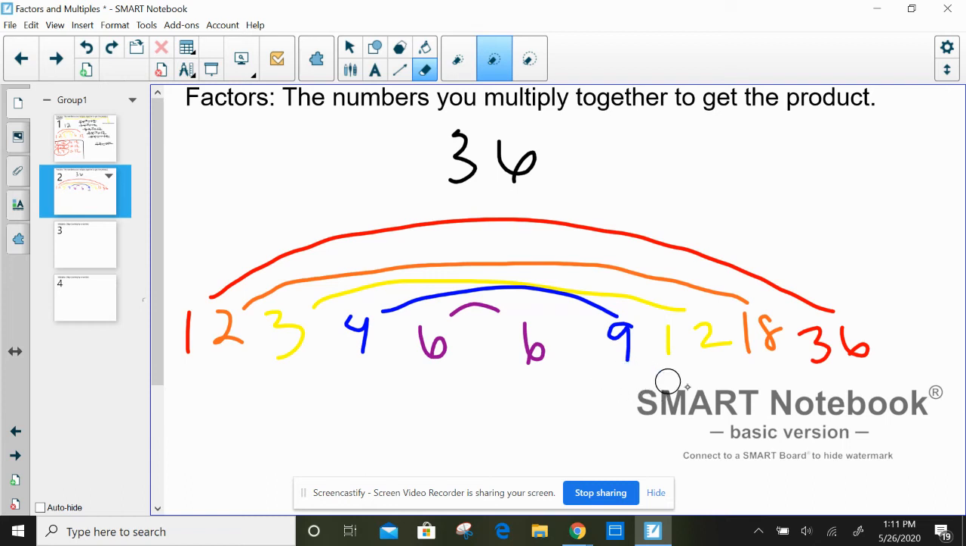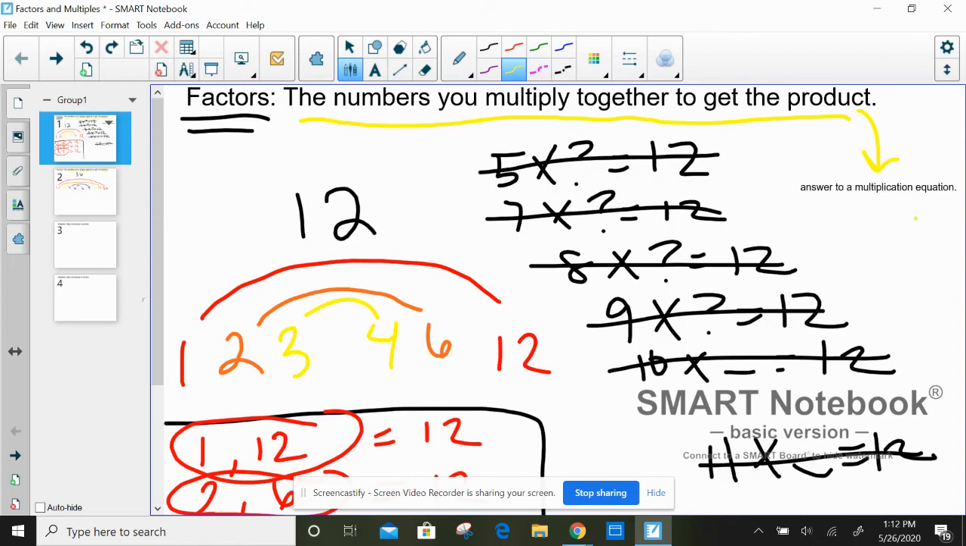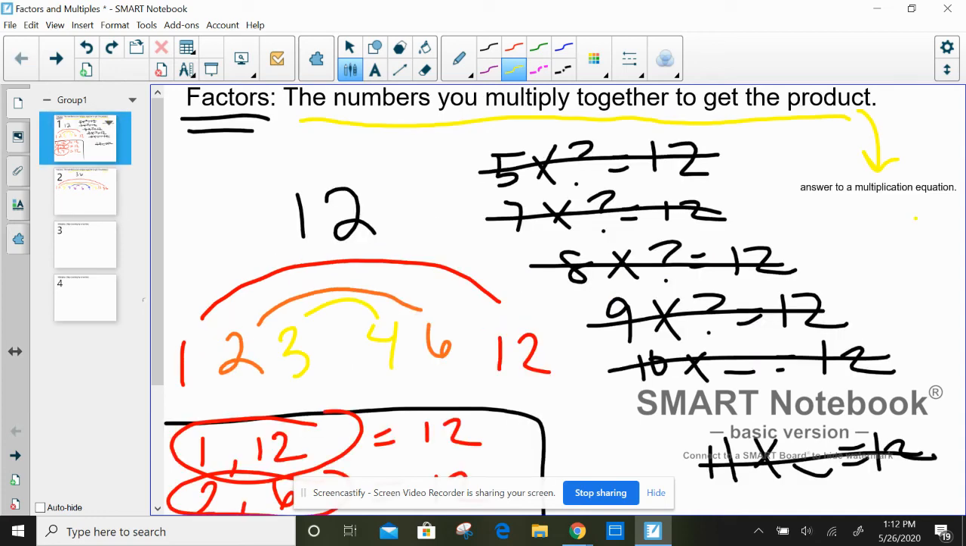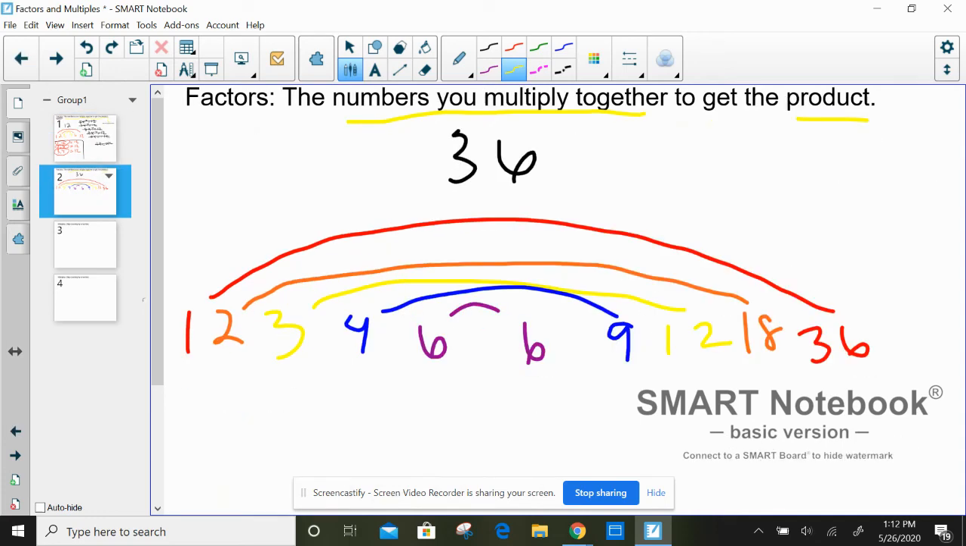So whenever you think of factors, think of a factor rainbow, and that will remind you that you're finding the numbers that you're multiplying together to get that number. The numbers you multiply together to get the product, and the product is an answer to a multiplication equation. Okay, if you don't feel comfortable with factors yet, stop the video now and rewatch the first part of the video, and then do these with me. Write these numbers with me. Write the 12 in the factor rainbow, write the 36 in the factor rainbow. If you feel like this makes sense, then you can continue playing the video for a review on multiples.